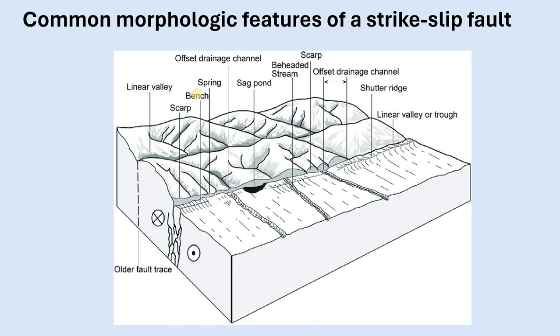Okay, so let's go now into the morphology of specific fault types. So our first example is that vertical strike-slip fault. So here is the fault trace. These symbols are meant to be arrows.